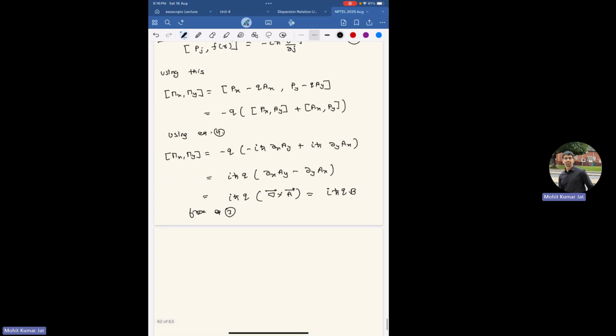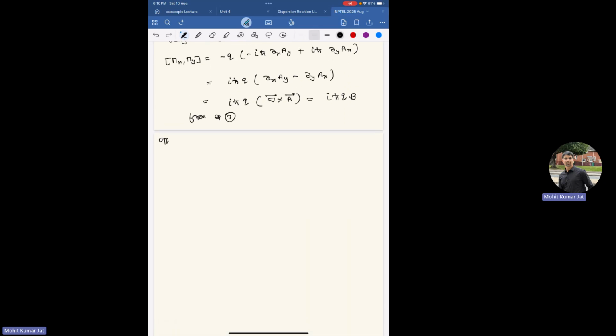Therefore, the commutation of πx and πy is i h bar q B. So the commutation of vx and vy will be what? It is 1 by πx by m and πy by m, and this is 1 by m squared πx πy. Let me call this equation number 5.